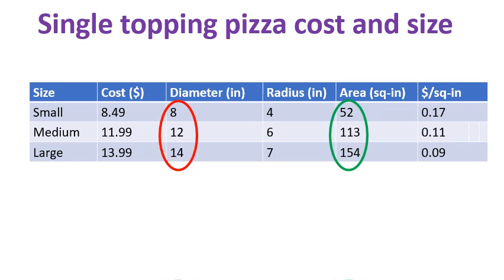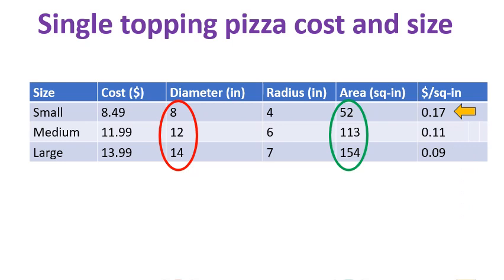And since the radius gets squared, any small differences in diameter or radius between different pizza sizes get magnified when we square that radius. So even though there's less than a twofold difference in diameter between the small and the large pizza, there's approximately a threefold difference in the area between the small and the large. As we can see, it's 52 versus 154.